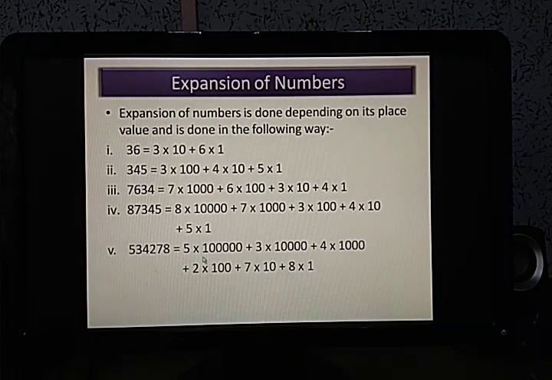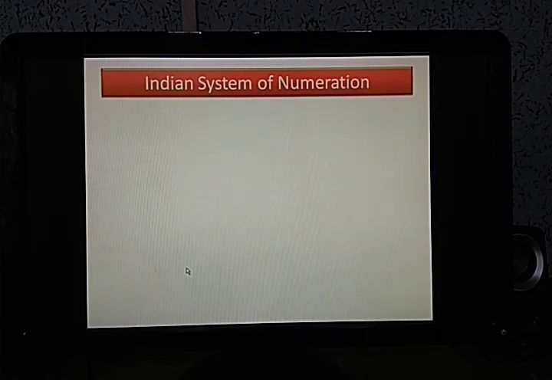So whatever how big the number is, you have to just multiply with the place value. After multiplication with the place value, you have to just add all those numbers, and we get the resultant number. So this is the expansion of numbers. Now moving on, there is something called the Indian system of numeration.